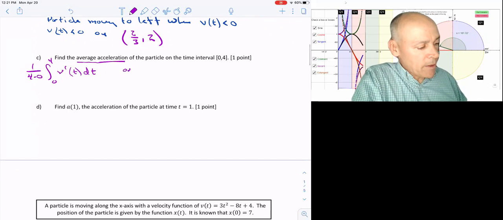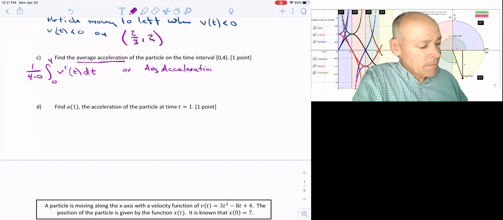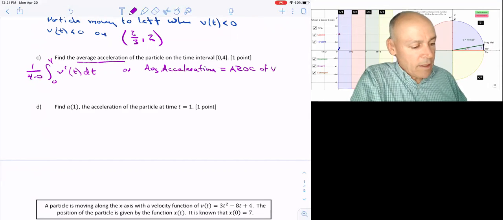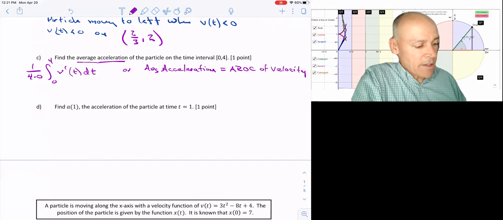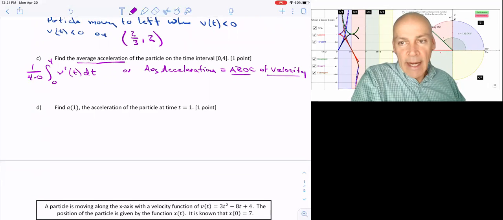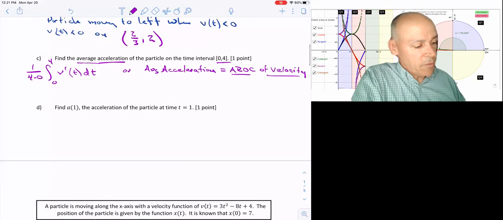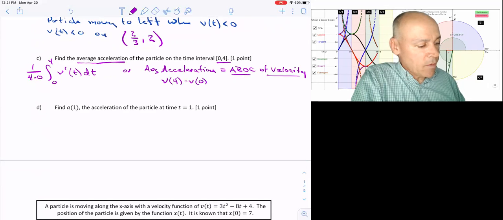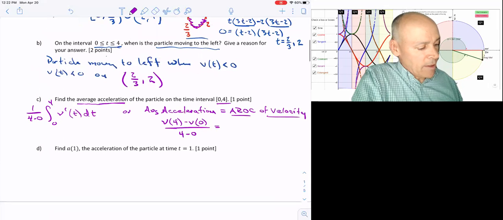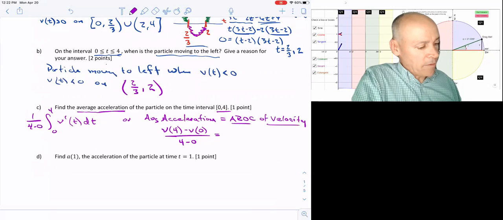Or, this might be a little bit easier, I could realize that average acceleration is the same thing as the average rate of change of velocity. And so really, this might be the easiest way to think of it. The average rate of change of velocity on that interval from 0 to 4 is going to be v at 4 minus v at 0 over 4 minus 0. So now I can't leave my answer like that. It's not numeric. I have to find v at 4.